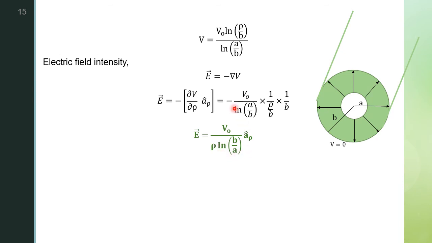This negative sign inverts the coefficients inside the natural log operator. Now we got E, and flux density D is equal to epsilon E. Therefore, it is equal to epsilon V0 by rho ln B by A into a rho cap.